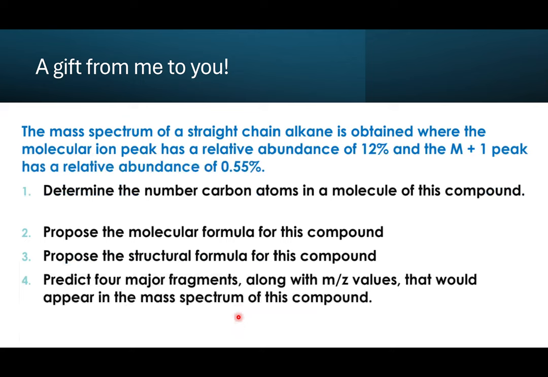All right, so a gift from me to you. A little question, right? The mass spectrum of a straight chain alkene is obtained where the molecular ion peak has a relative abundance of 12% and the M plus 1 peak has a relative abundance of 0.55%. Determine the number of carbon atoms in this compound, propose the molecular formula for this compound, propose the structural formula for this compound, and predict 4 major fragments along with the mass to charge ratio values that would appear in the mass spectrum of this compound. Can you do it?